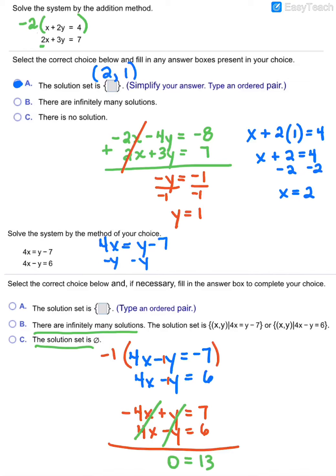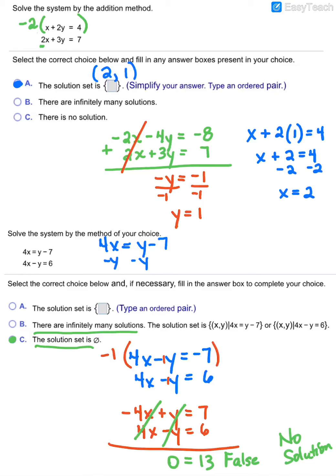So you ask yourself, is this a true statement? And if it is not, as it is in this case, if it's false, that is an indication that there is no solution to this system. So the answer to this particular equation is no solution.